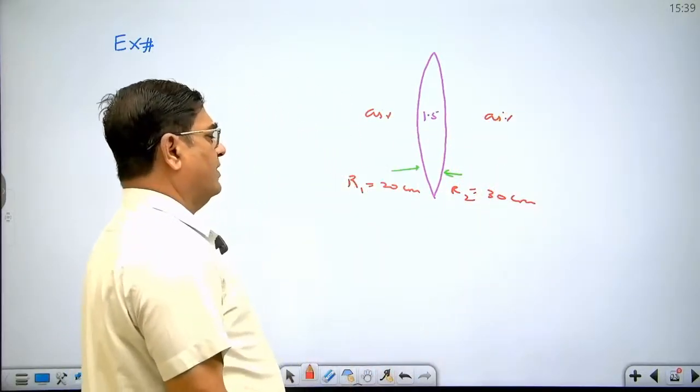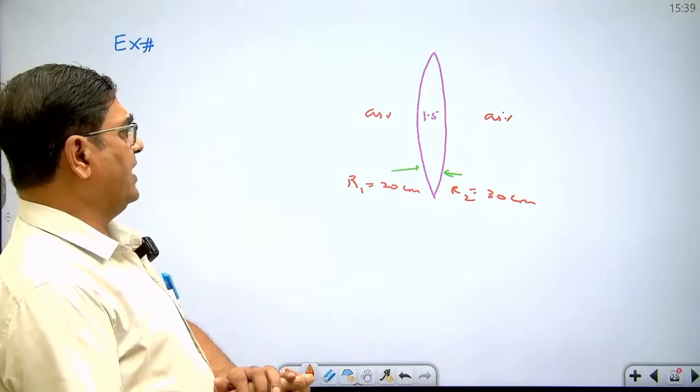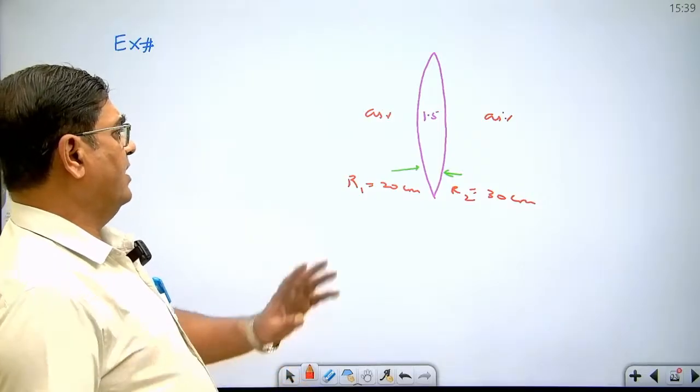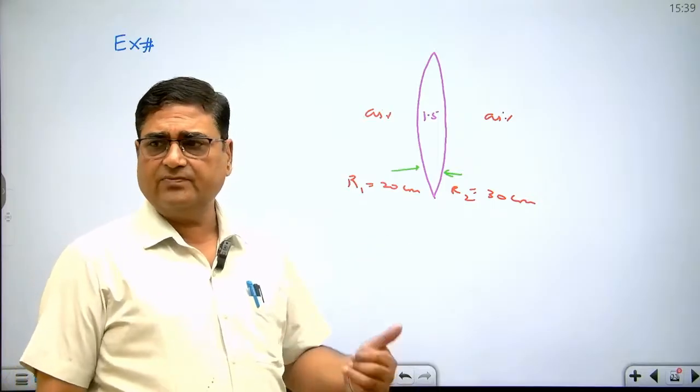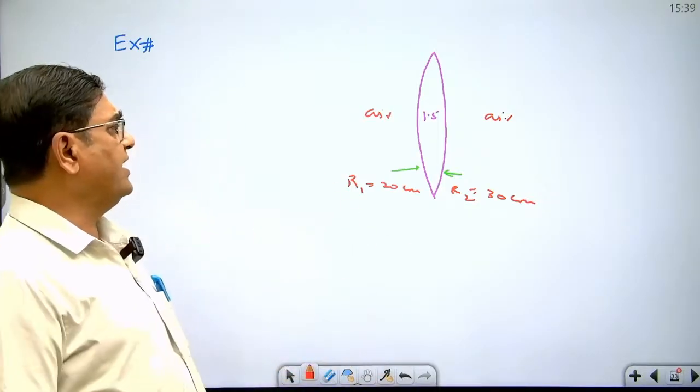The condition for the thin lens formula to be applicable is that the lens should be thin and the medium on both sides of the lens should be the same. So the condition is matching, okay, so the lens formula is applicable. Now we can easily determine the focal length.